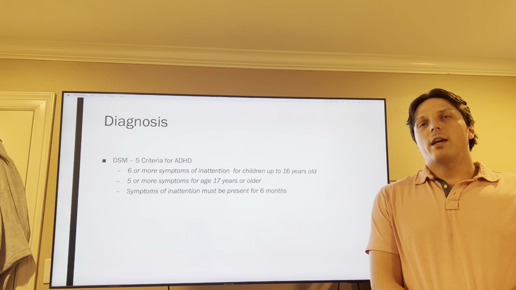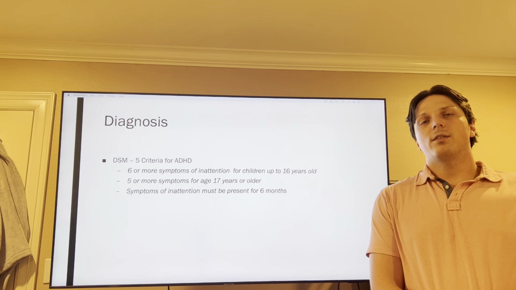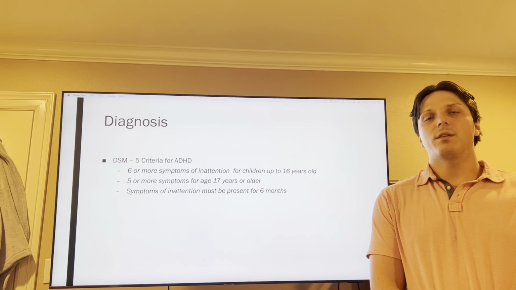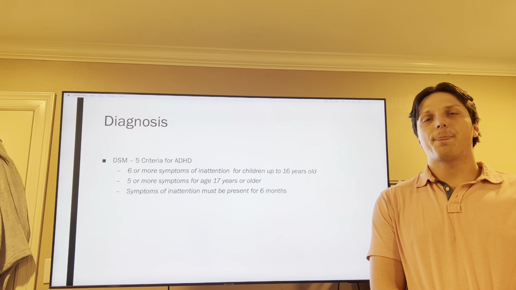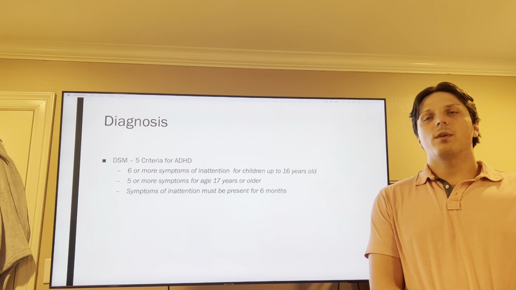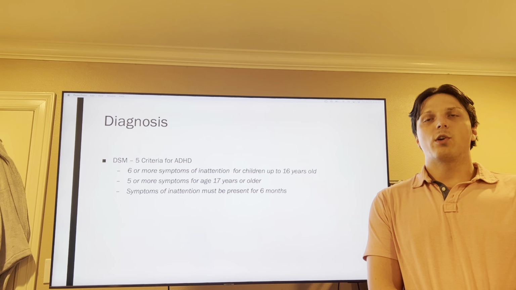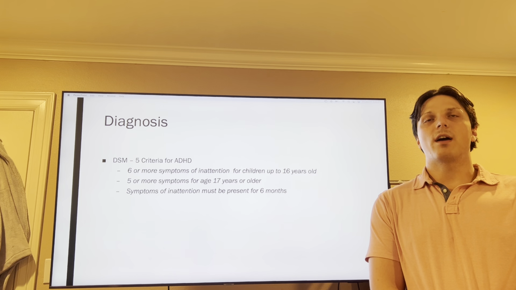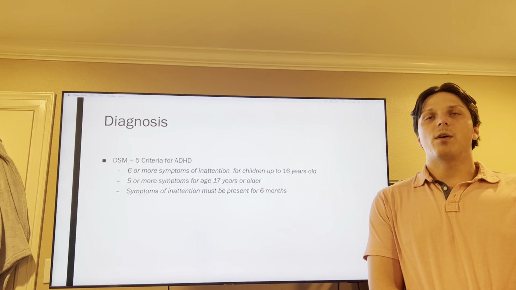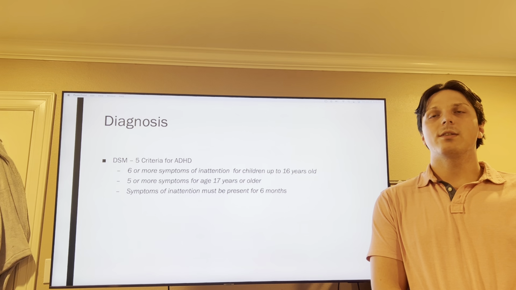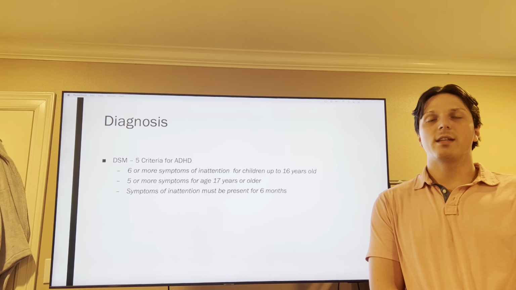So according to the NIH, the DSM-5 sets the criteria of diagnosing individuals with ADHD. So with children up to 16 years old, there has to be 6 symptoms present, and for adults there has to be 5 symptoms present, and both age groups have to have the symptoms be prevalent for at least 6 months before a psychiatrist can diagnose them.